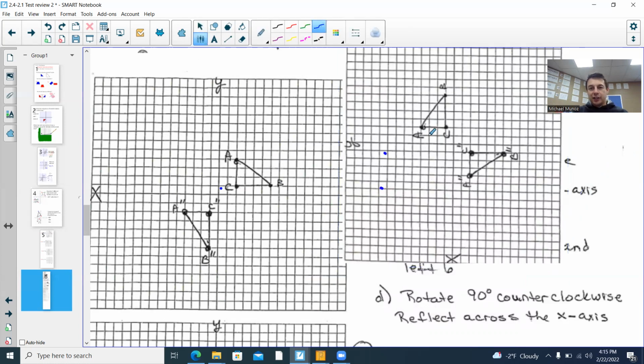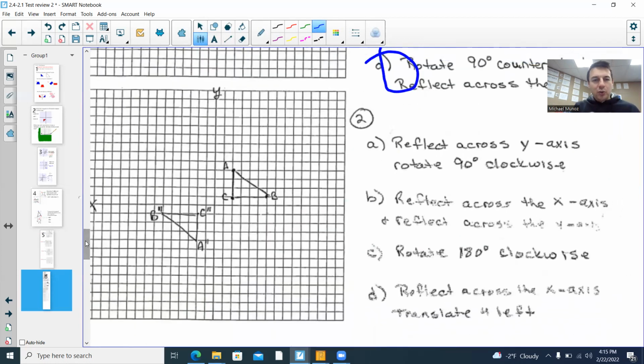So to reflect, if C's 2 up, I'd go 2 down, and here's my C. B would be 6 up, so I'd go 6 down. And I can already tell that this is the shape that it's making. So your answer would be D on that one.